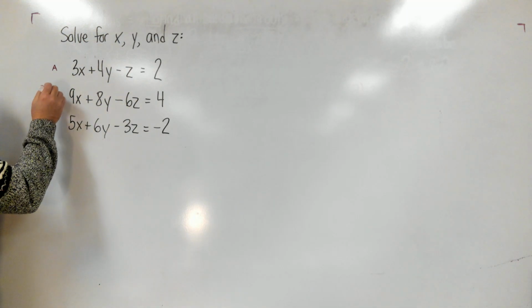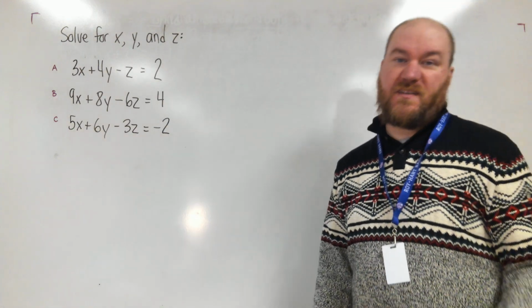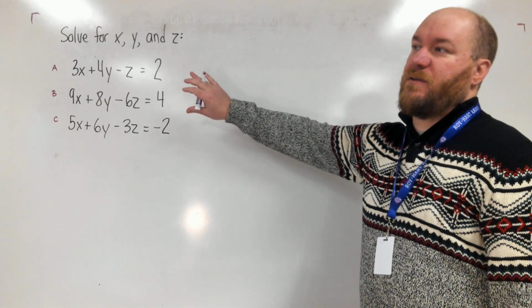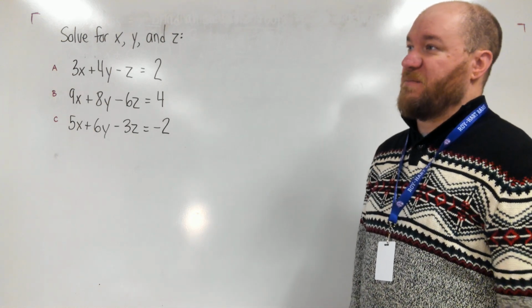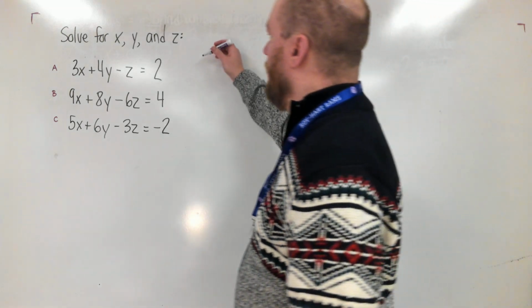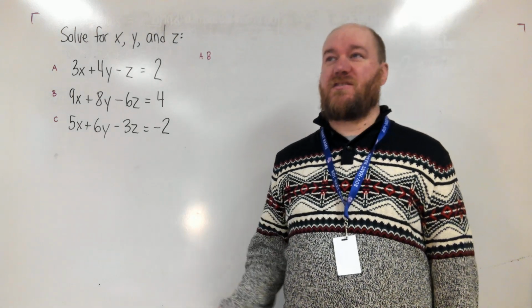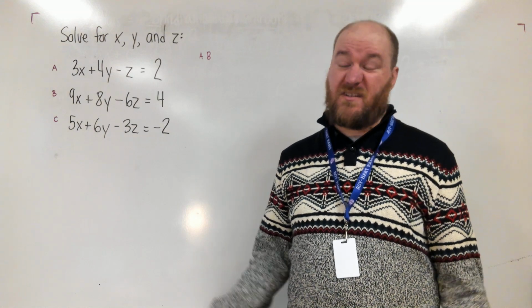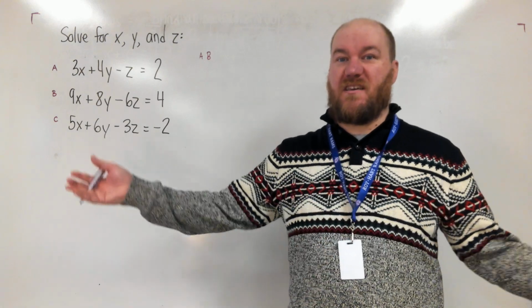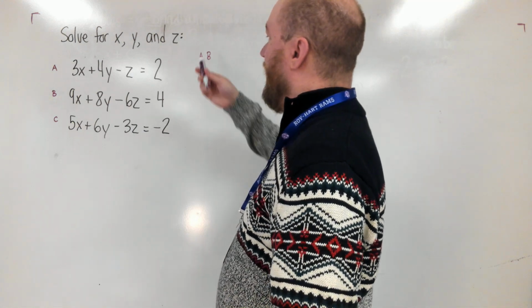So I'm going to label these A, B, and C. The first thing we're going to do is, instead of having three equations with three variables, see if we can make this two equations with two variables. So over here, I'm going to write AB. Your first step is to declare which variable you want to eliminate first, and it doesn't matter which one you pick. I'm just going to declare Z arbitrarily. I want to get rid of all the Z's in the problem, and I'm going to use equations A and B to do that.